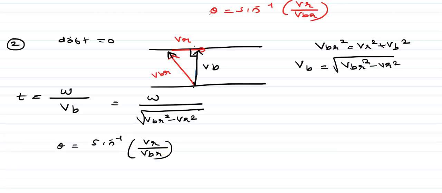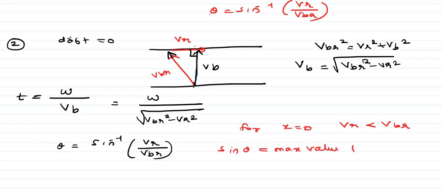Now, remember that for drift to be 0, VR should be less than what? VBR. Because sin theta's maximum value is what? Its maximum value is 1. So it cannot go beyond that, correct? Sin inverse cannot go beyond 1. All of you understood or no?